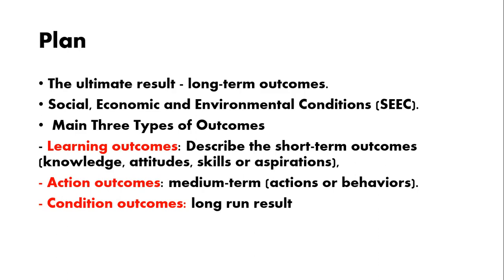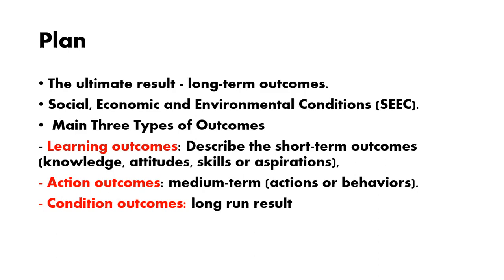A person who gets additional knowledge, changes attitude, or acquires skills, or sometimes changes mindset or aspiration, is a learning outcome. Action outcome is in the midterm, where the person changes behavior. The condition outcome is the long-run result, after 5 years, of the learning outcome and the action outcome. What happened in the long run?